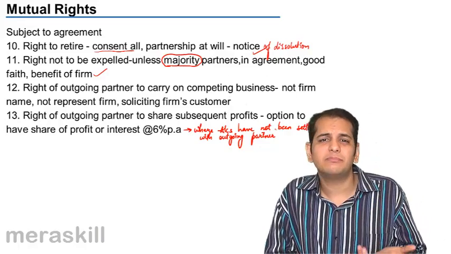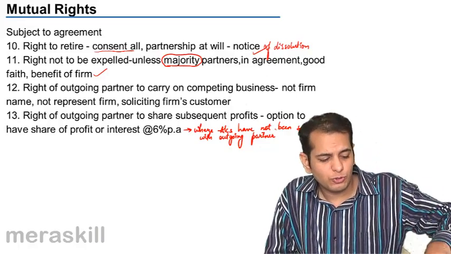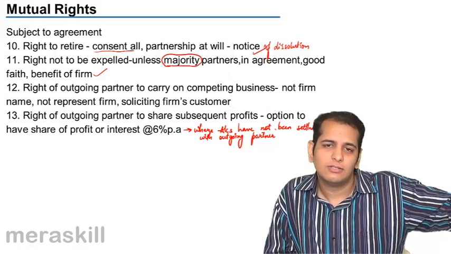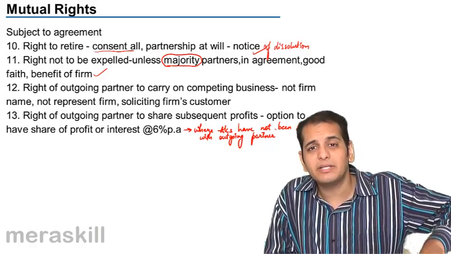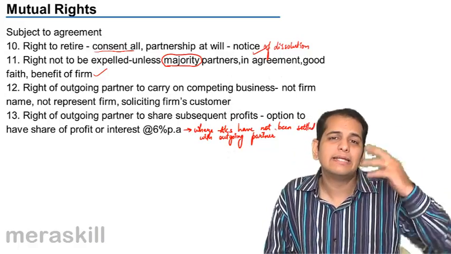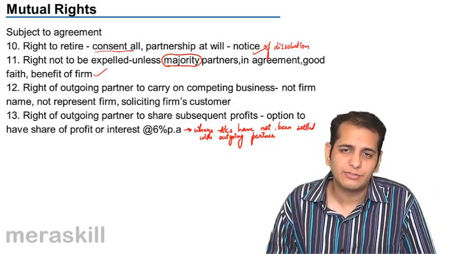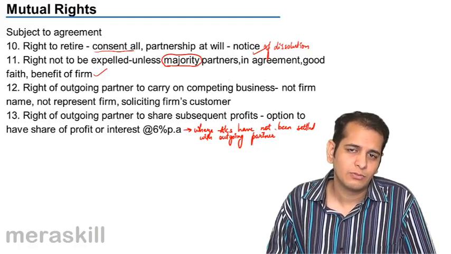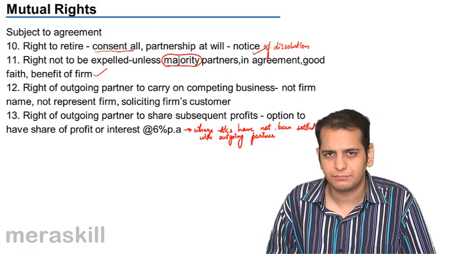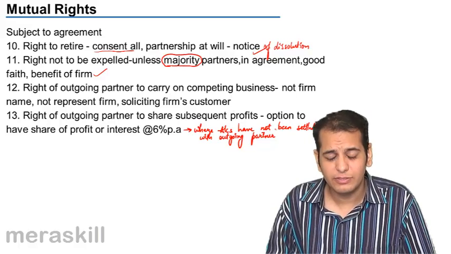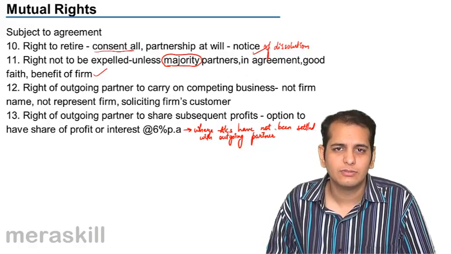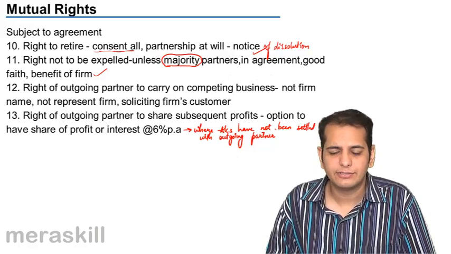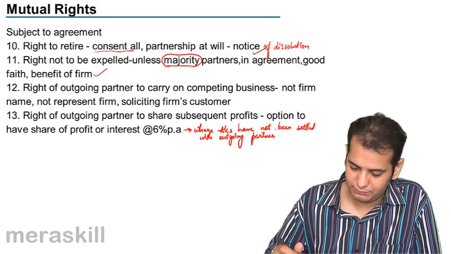Now it depends on him. He has the choice. If he wants to treat it as capital, he'll get a share in the firm's profit. If he wants to treat that money as a loan to the firm, he'll get interest at 6%. So the option lies with him. If his accounts are not settled, he has the option to get a share of the profits or get interest at 6% per annum.